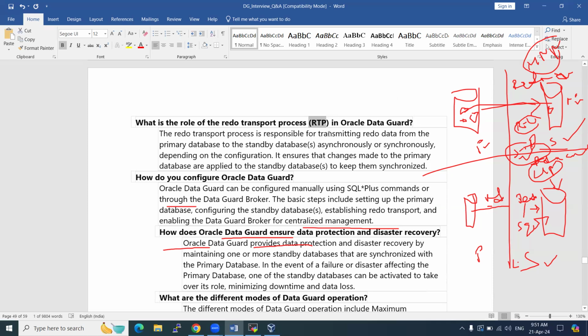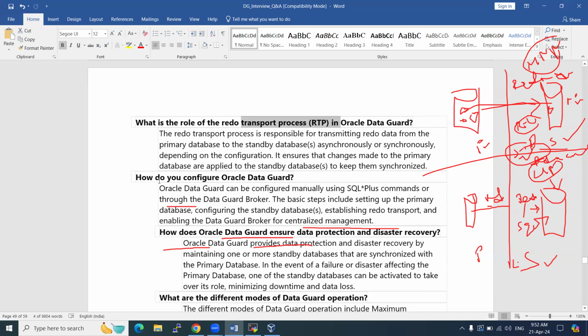Okay, and it transmits redo from the primary database to the standby database in asynchronous or synchronous mode. We have two types of modes, sync and async mode, FRAM or no FRAM modes. That we will discuss later in another video. So synchronously or asynchronously, the redo data will be transferred from primary to standby, and this redo transport process will take care of it. It ensures that changes made to the primary database are applied to the standby database and keeps them synchronized. Both need to be in synchronized mode. Who will take care? The redo transport will take care.